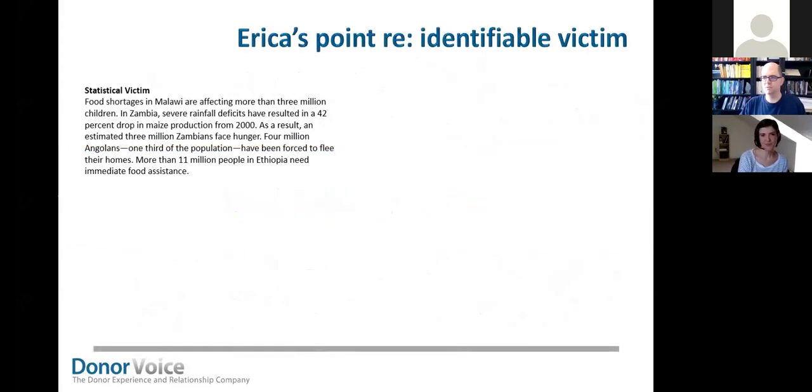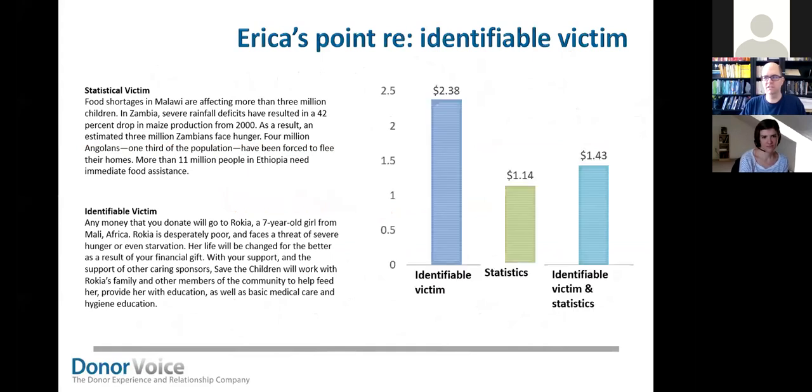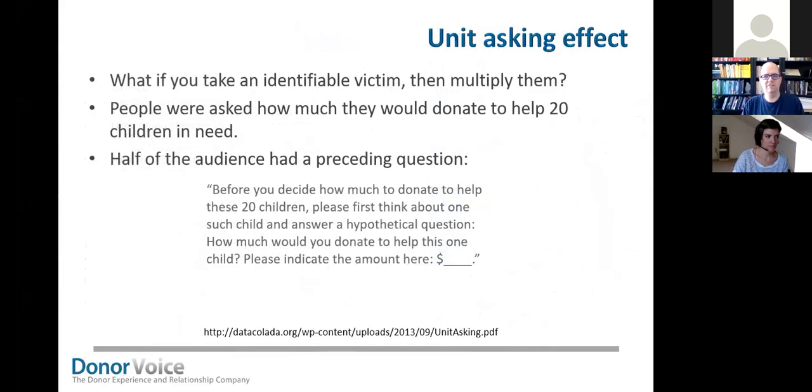So to Erica's point about identifiable victims, we see that when you tell an individual story, it tends to outperform statistics, and it even outperforms the combination of identifiable victim and statistics. So that was kind of some of the research going into this. But how do you then take an identifiable victim and say, if you have a group of people that you're trying to serve, how do you tell that type of story? So in Erica's case, that's the classroom. In other cases, it can be any sort of group of people. So in the lab, folks were asked how much they would donate to help 20 people in need.